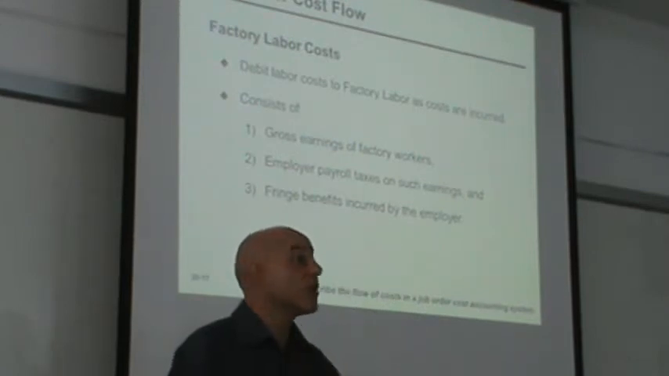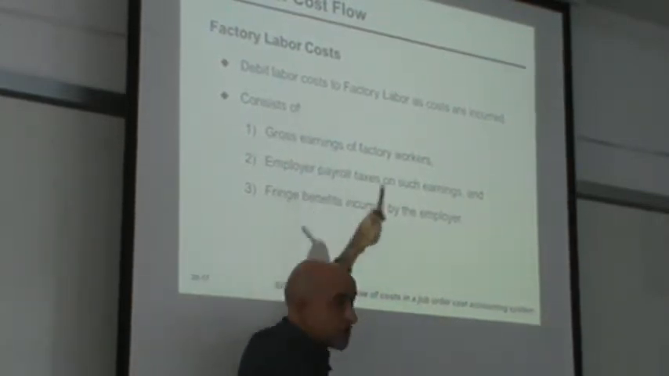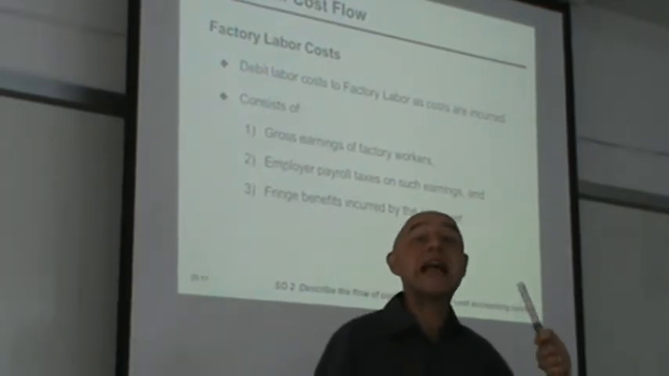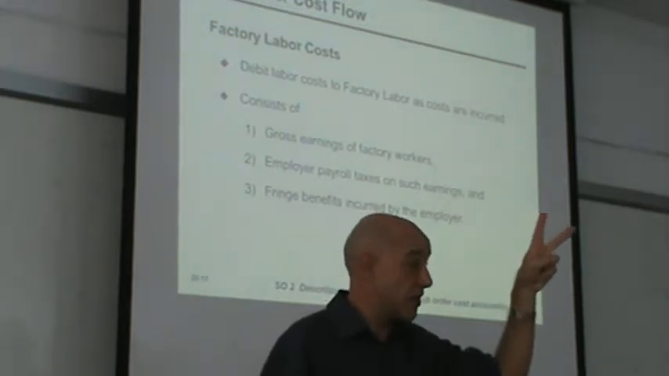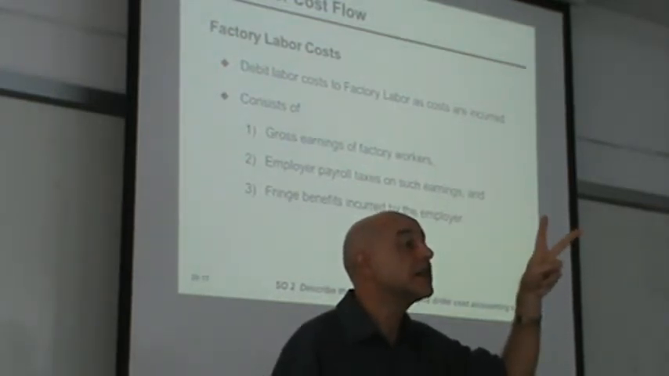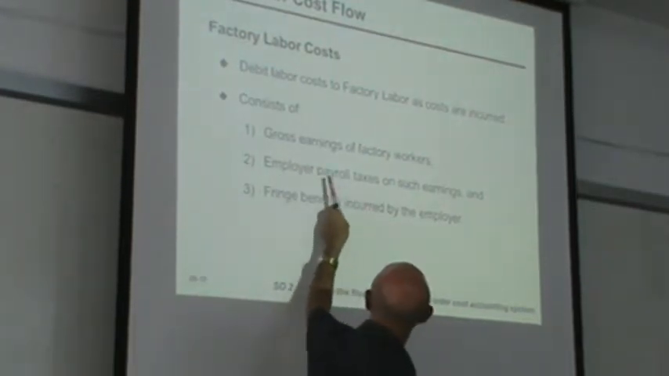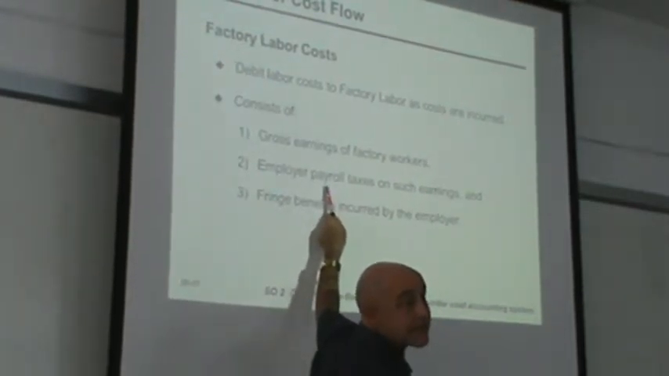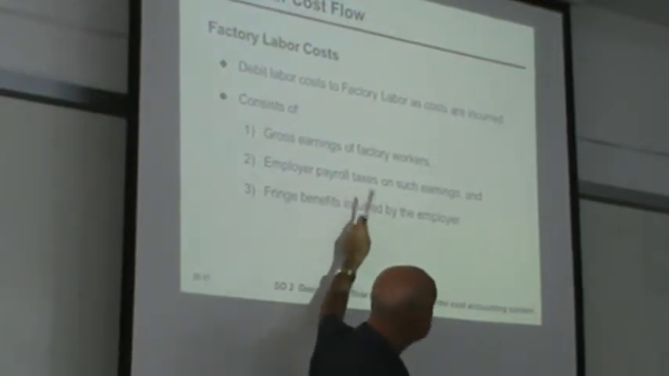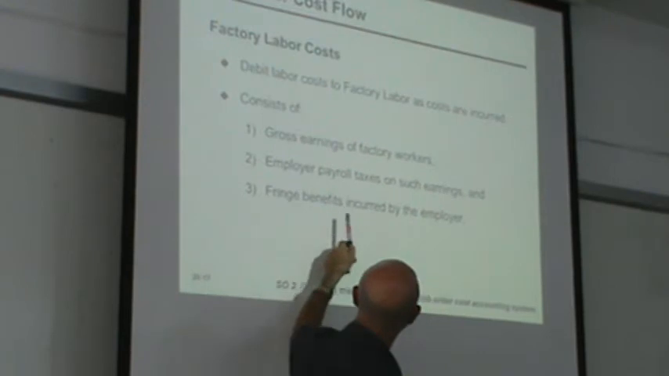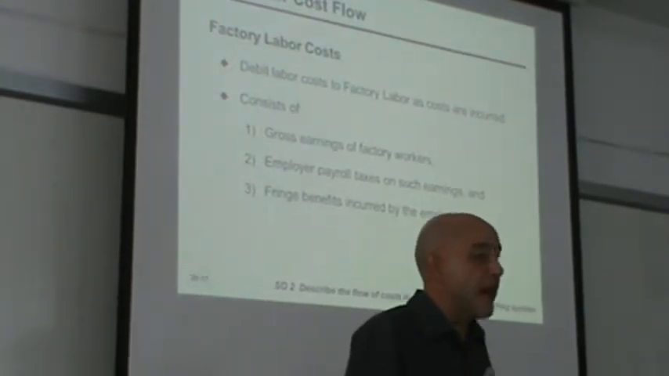So, for direct labor, you include salary. Gross earnings, you include the salary. If there are taxes, you include taxes. So, employer payroll taxes. Payroll means the same as salary, okay? So, if there are taxes, and if there are fringe benefits or some other benefits.